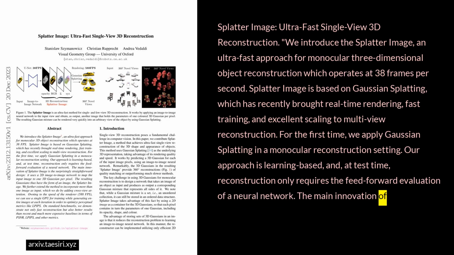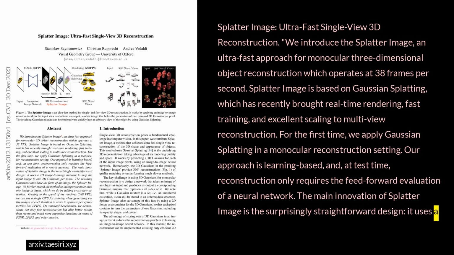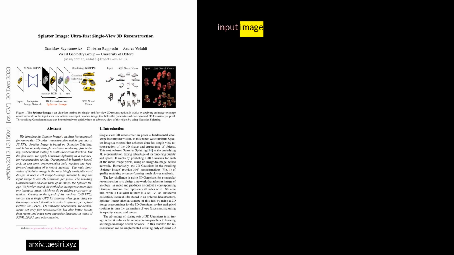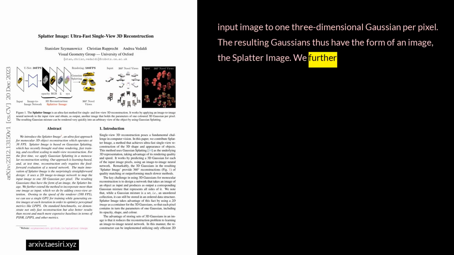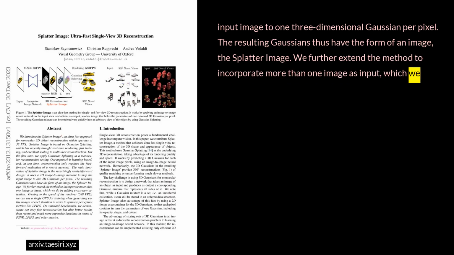The main innovation of splatter image is the surprisingly straightforward design. It uses a 2-dimensional image-to-image network to map the input image to one 3-dimensional Gaussian per pixel. The resulting Gaussians thus have the form of an image, the splatter image. We further extend the method to incorporate more than one image as input, which we do by adding cross-view attention.